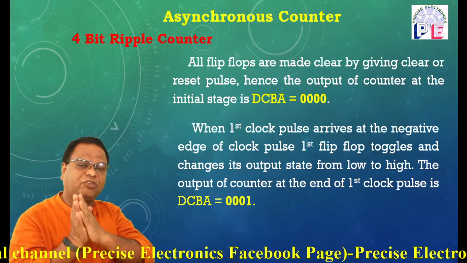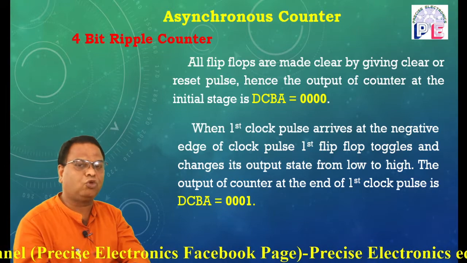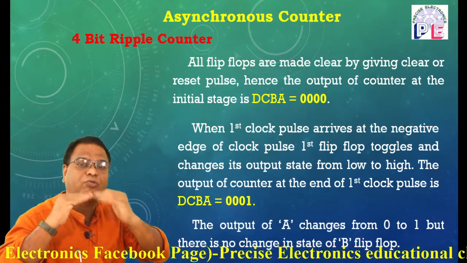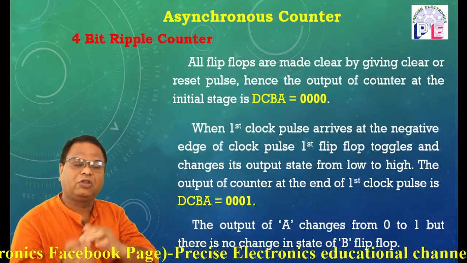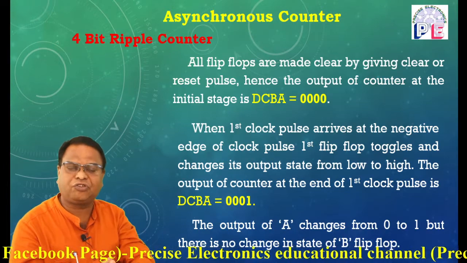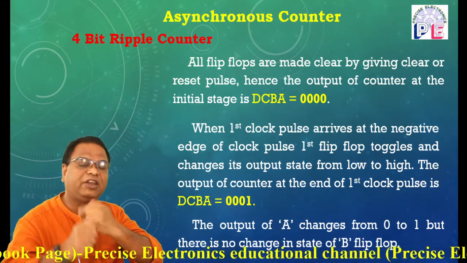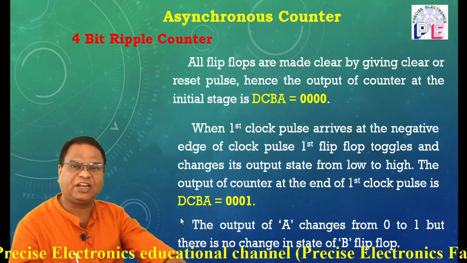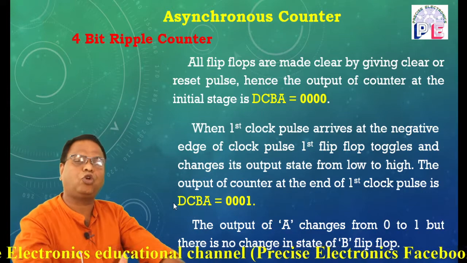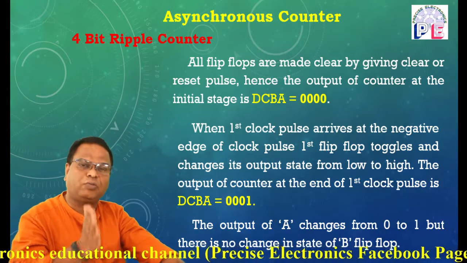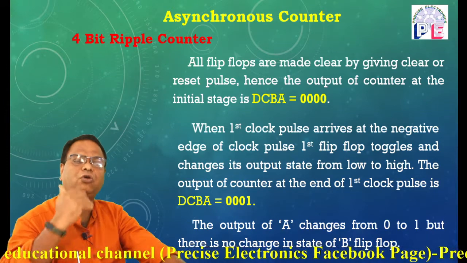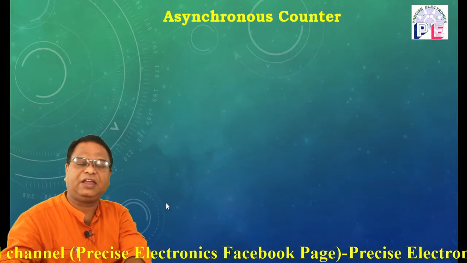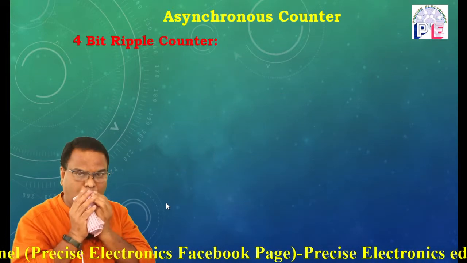The output of A changes from 0 to 1, but there is no change in the state of the next flip-flop, because the change of A from 0 to 1 is a positive edge, while the remaining flip-flops are negative edge triggered. So the transition of state occurs only at the negative edge. Therefore, the remaining flip-flops remain in the initial reset stage. So the output of the counter at the end of the first clock pulse is 0001.